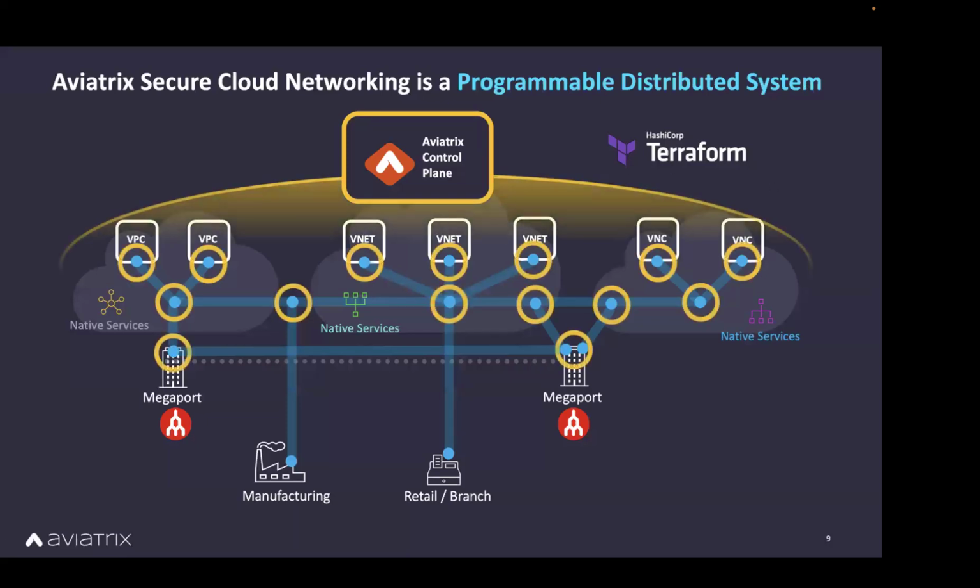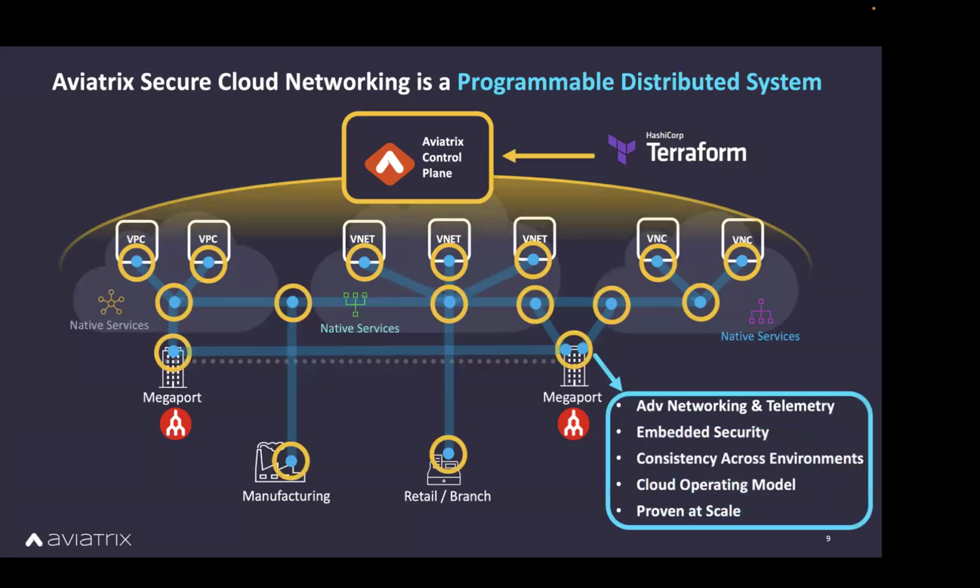Then the control plane deploys and manages these micro gateways. These micro gateways will provide you with additional distributed processing for cloud networking, embedded security, and advanced telemetry. These micro gateways are deployed in your cloud tenancies. These can also be deployed in Megaport, for example, and even in on-premises locations, as you can see here.